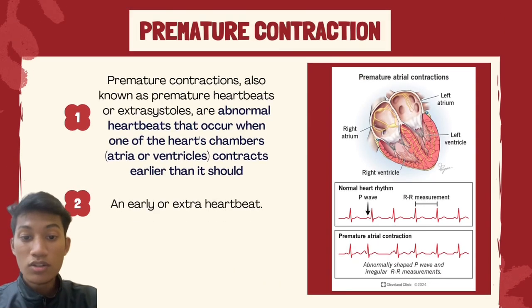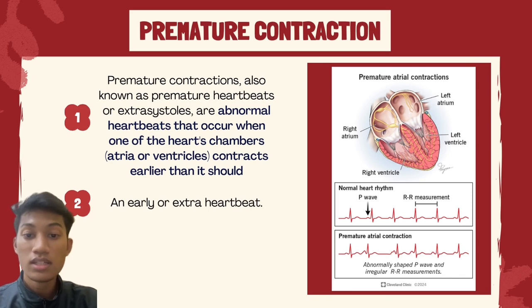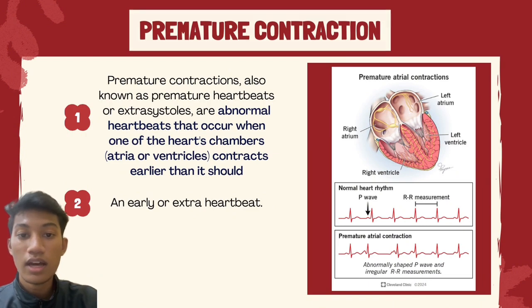heart. Premature contraction. Premature contractions, also known as premature heartbeats or extrasystoles or abnormal heartbeats, occur when one of the heart chambers, atria or ventricles, contracts earlier than it should, an extra heartbeat.